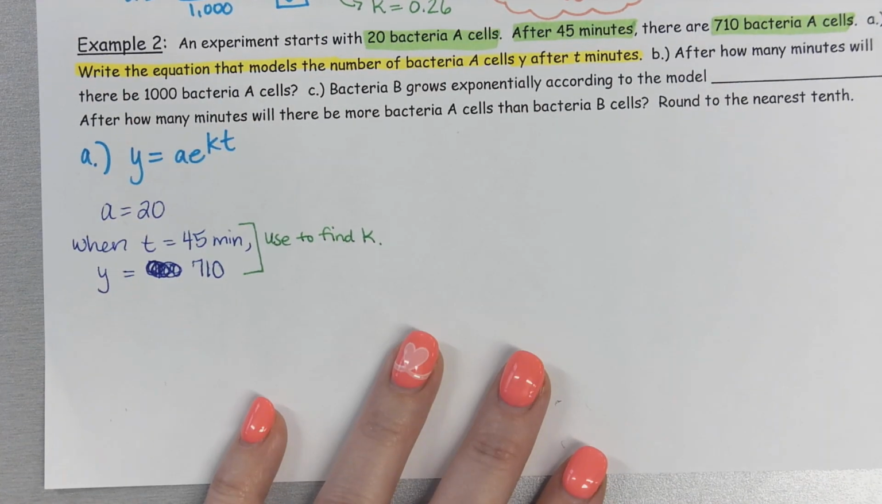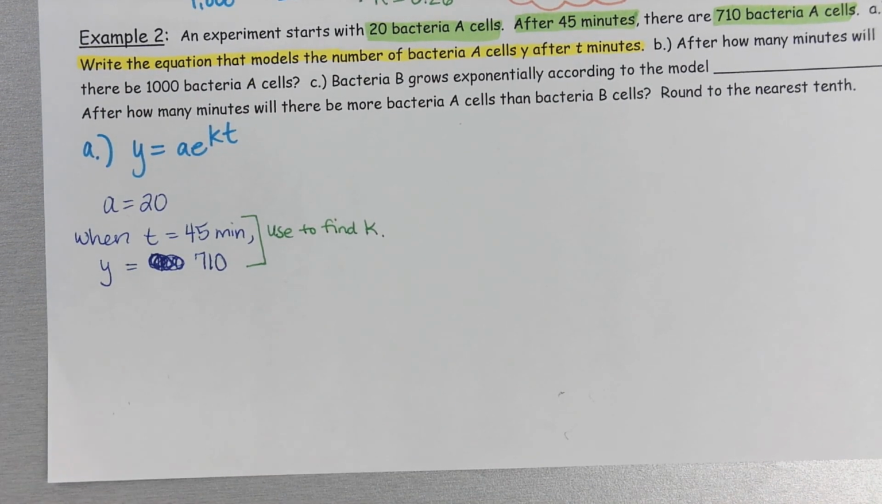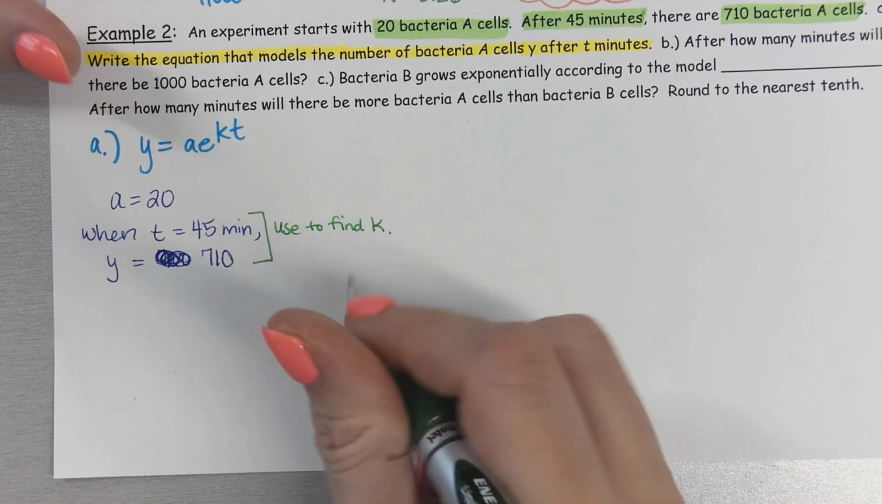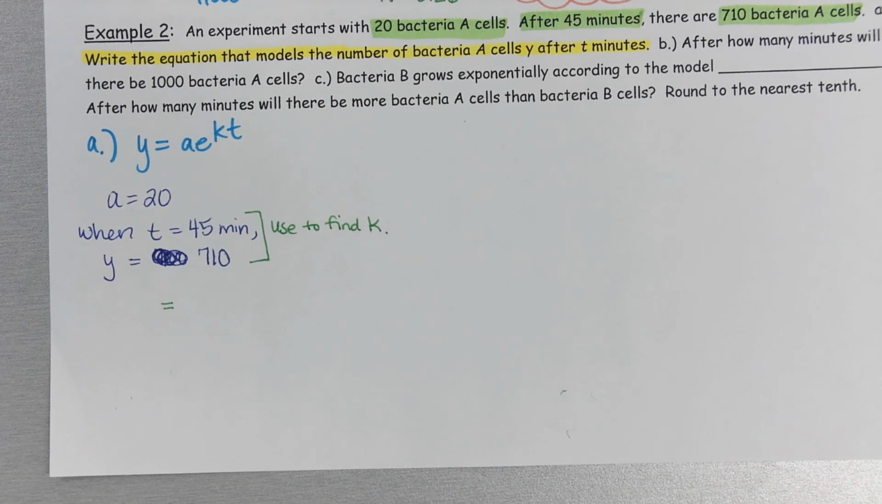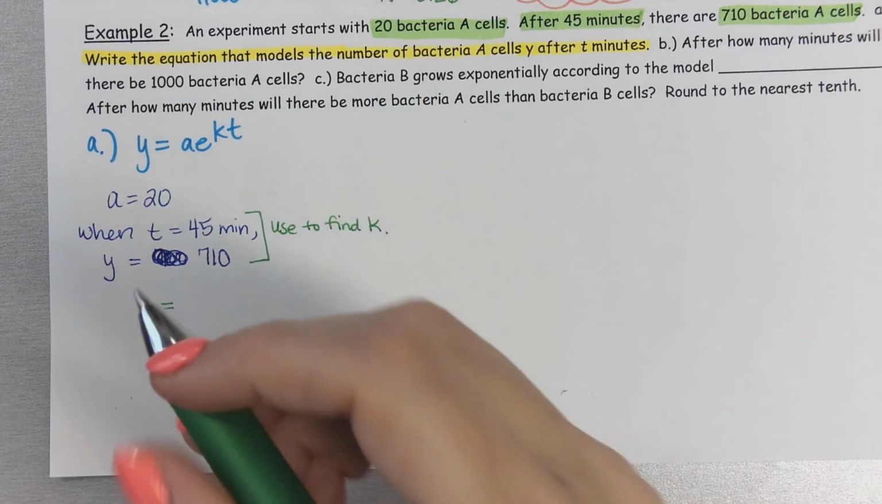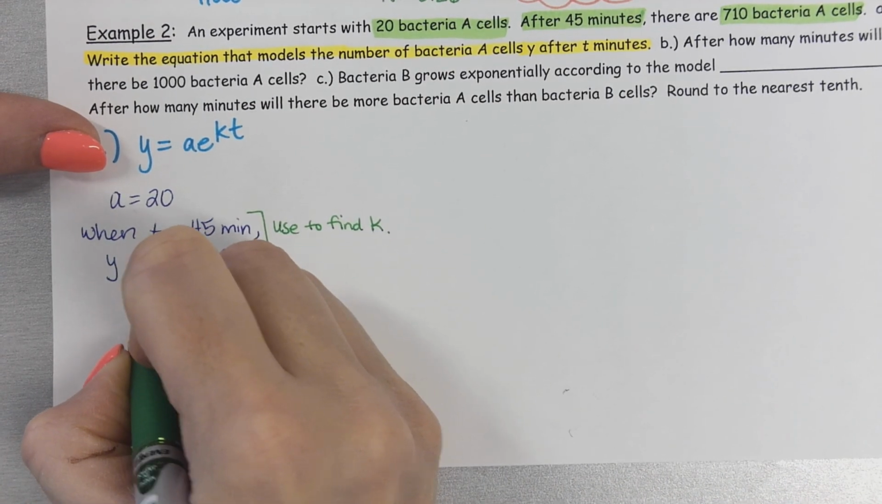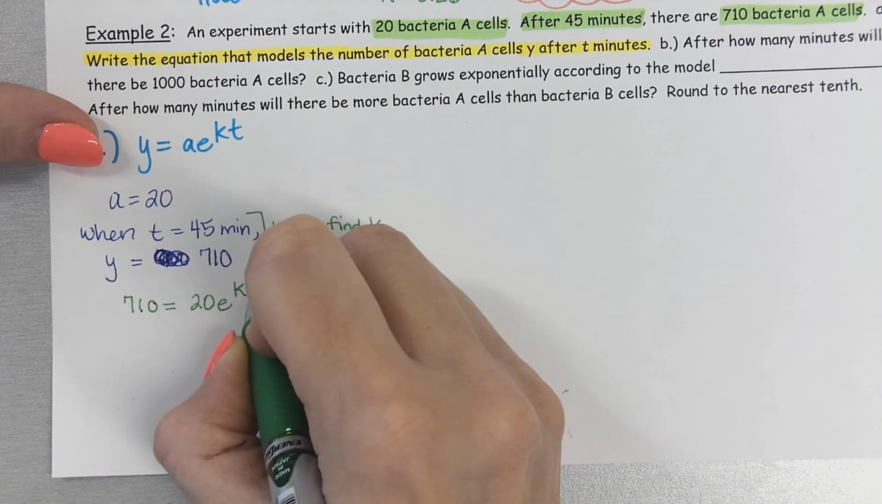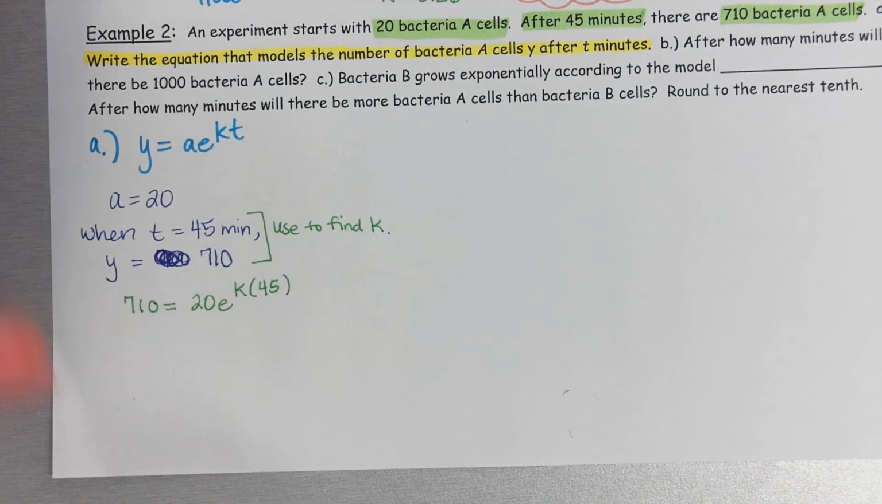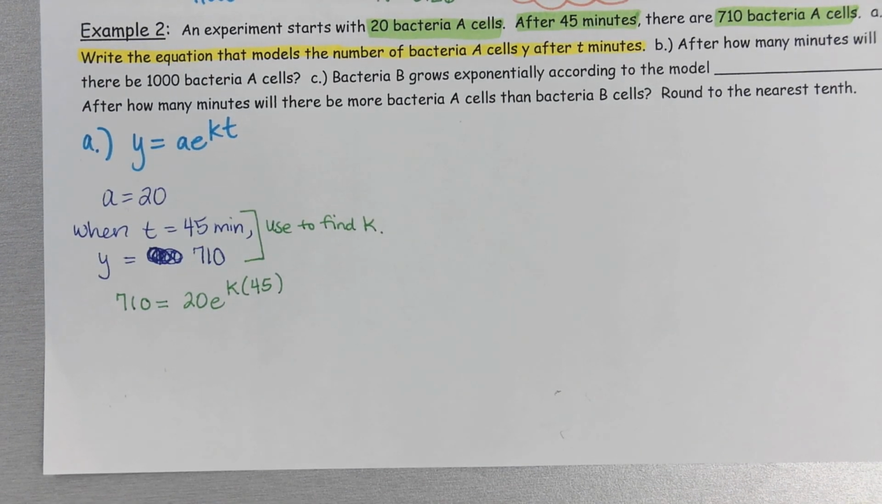And when we do find K, we're going to round to 5 significant figures. Is that something you guys have talked about maybe in a science class before? The significant figures? Okay. All right, so for the value of Y, we're going to insert 710. The A value is going to be 20. Okay, and it's 710 after 45 minutes. Okay, I want you to see if you can do the first 2 steps. Okay, if you weren't here on Friday and didn't do your notes yet, that may be a little more difficult.